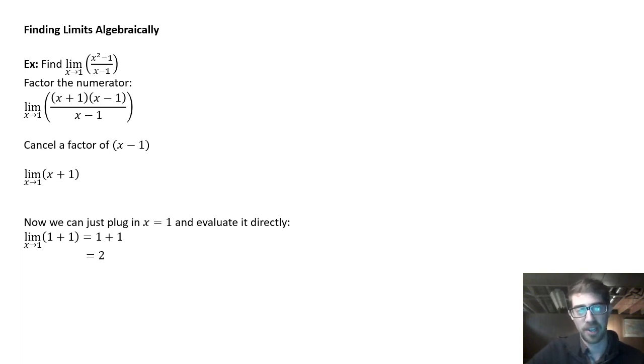Once you get rid of your problem, your hole, your thing that's causing it to be 0 over 0, you just stick this number in for x. You just stick 1 in for x, and then you just literally evaluate it directly. 1 plus 1 is 2. So that's easier than looking at a table and just guessing at it, right? If it's something that's easy to simplify, and it's not always going to be that easy, then you just do whatever algebra you have to do to simplify it, and then just stick this number right in here, and it evaluates just like that.